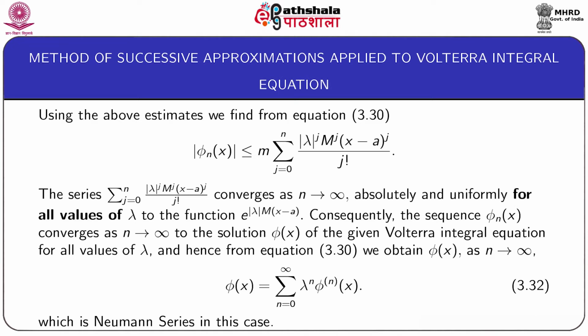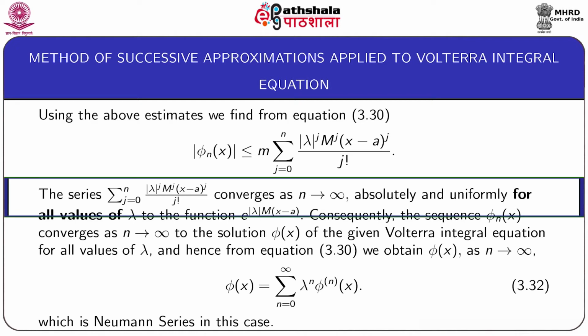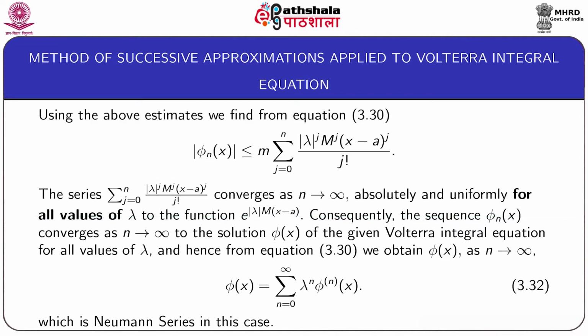Now you can see that this series on the right hand side, that is summation j equal to 0 to n mod lambda to the power j capital M to the power j x minus a to the power j by j factorial, converges to the function e to the power mod lambda into capital M into x minus a as n tends to infinity, and the convergence is absolute and uniform for all values of lambda.